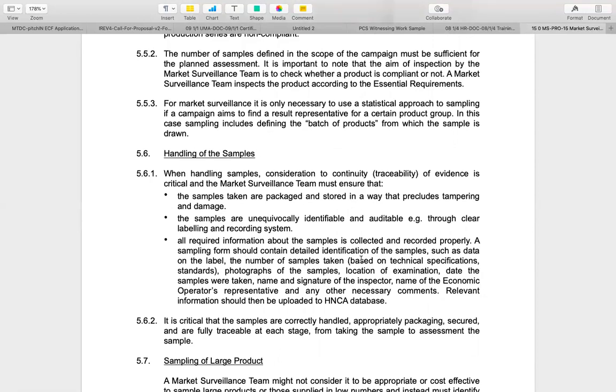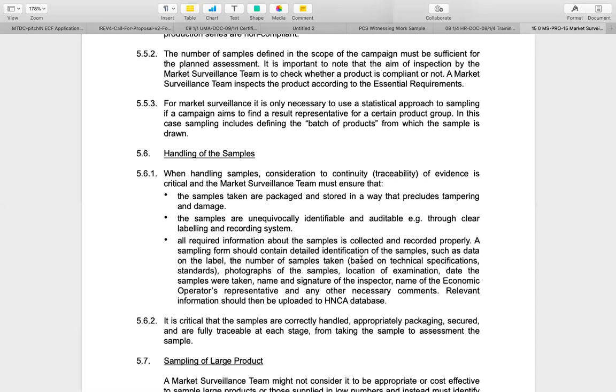And again, marking is also very important. Marking means there must be clear labeling on the product, so that the product can be identified. And finally, of course, is the storage. You must store this in a very secure place, so that only certain personnel can access the product.